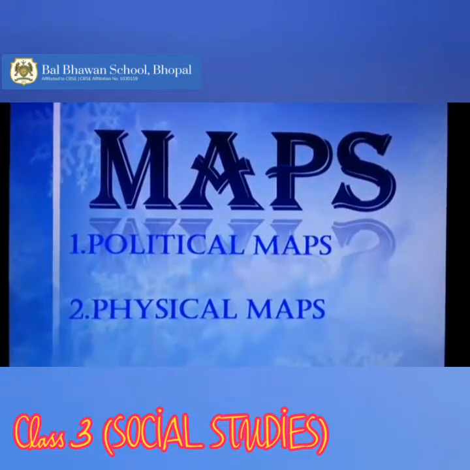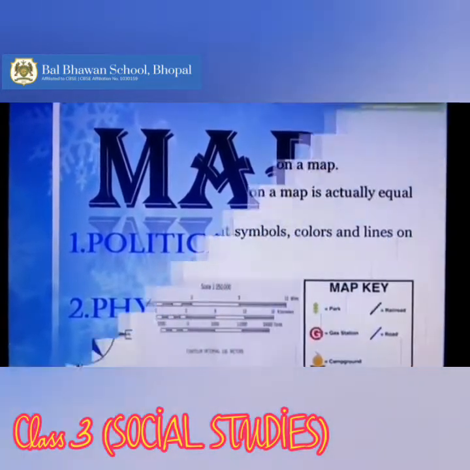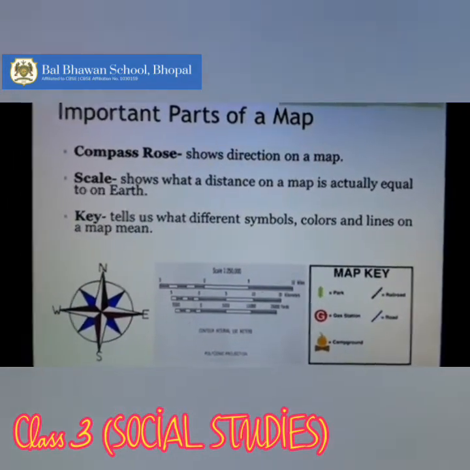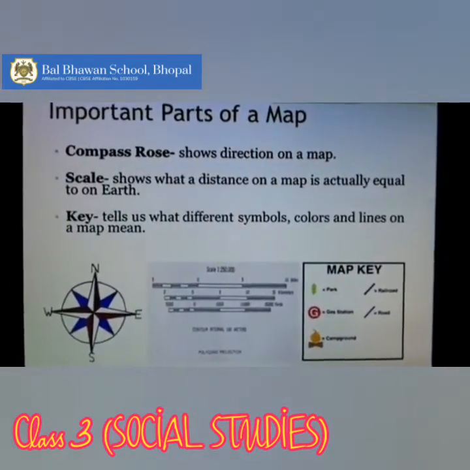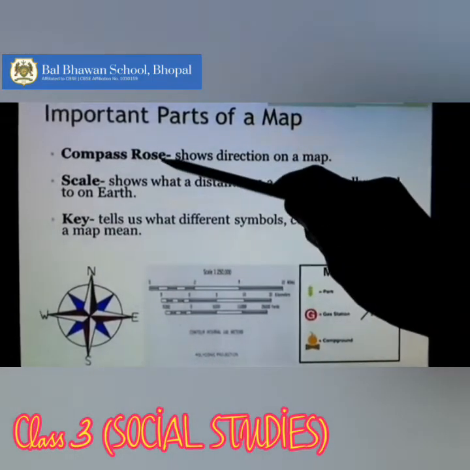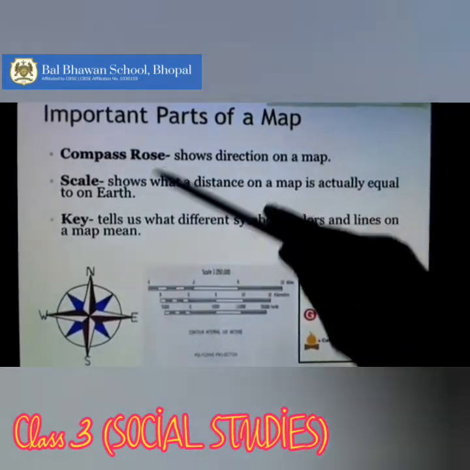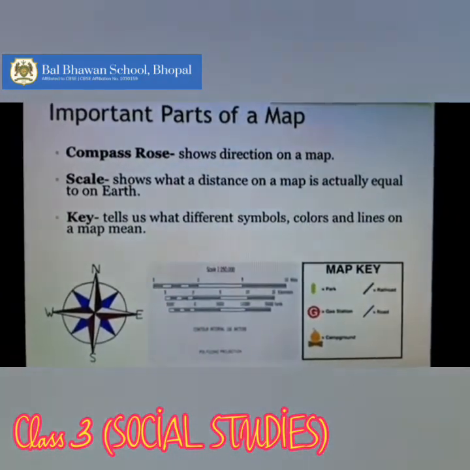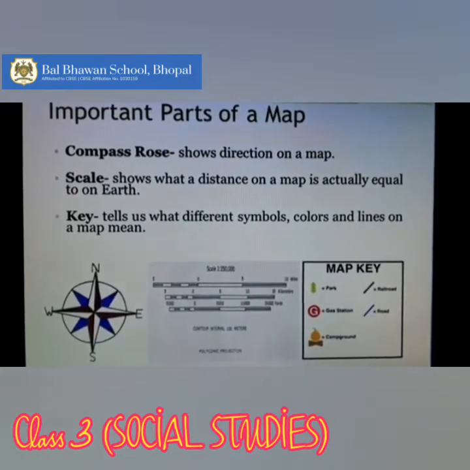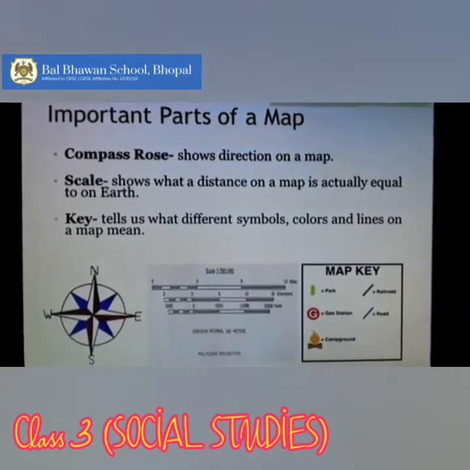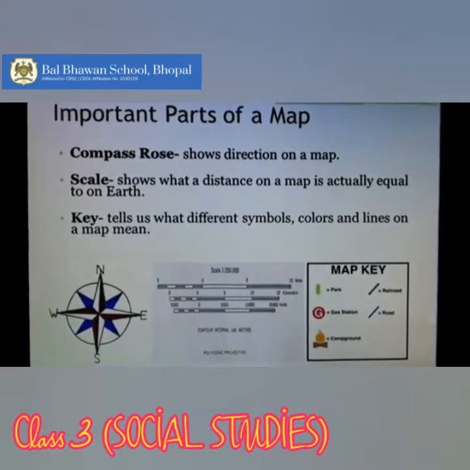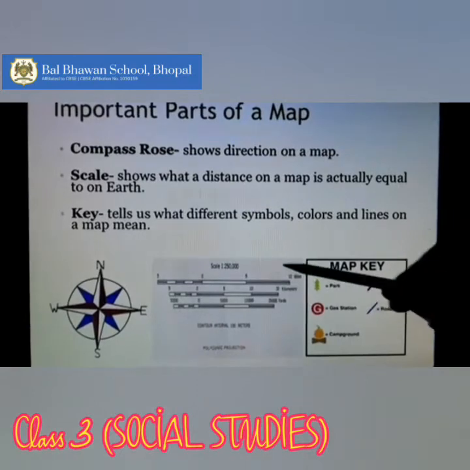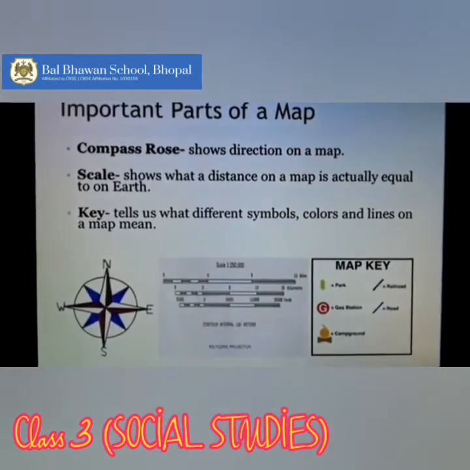Now, before discussing these maps in detail, let us first discuss the important parts of a map. The first part of the map is the compass rose. The compass rose tells us the direction on a map. Then we have a scale. Scale shows what a distance on a map is actually equal to on the earth. If you have seen a map, you must have seen this scale on those maps.